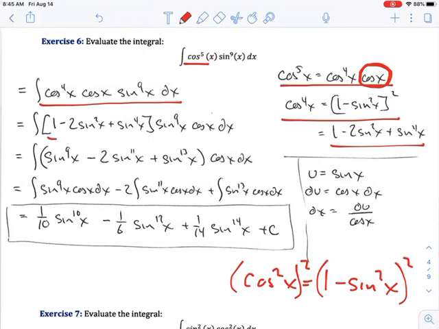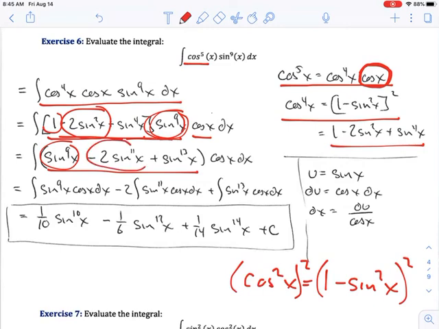I then substituted that in over here, all times sine to the 9th times cosine. So multiplying it through by sine to the 9th, we end up with this. Sine to the 9th times 1 is sine to the 9th. Sine to the 9th times a negative 2 sine squared is a negative 2 sine to the 11th. And sine to the 9th times negative sine to the 4th is positive sine to the 13th.